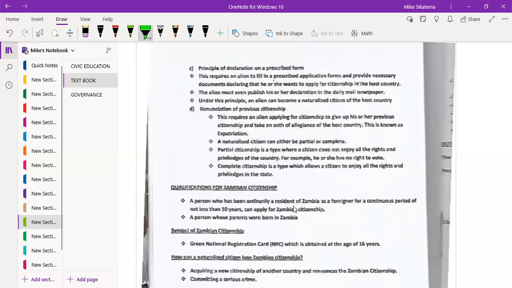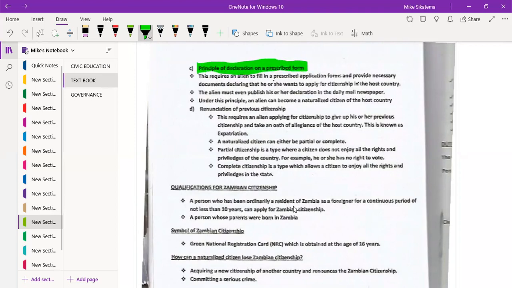Principle of declaration on prescribed form. This requires an alien to fill in a prescribed application form, so this form should have a list of criteria, and provide necessary documents declaring that he or she wants to apply for citizenship in the host country.